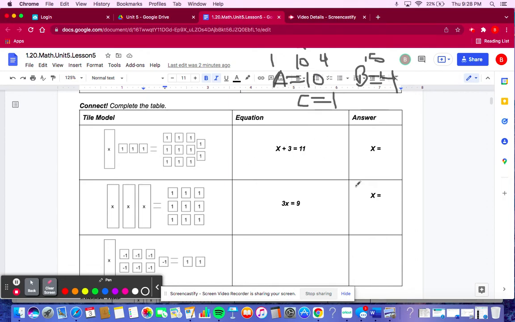The tile model on the left side of the screen, you can write as an equation. So I notice there's 1x and 3 positives, and on the other side of the equation, it's equal to 11. I want to solve what x is equal to. I know a lot of you guys can do this in your head and tell me, okay, I know what x is equal to, but I want you guys to think about the process that you just used.